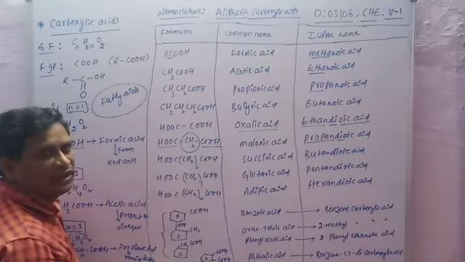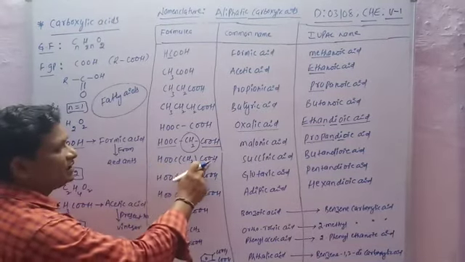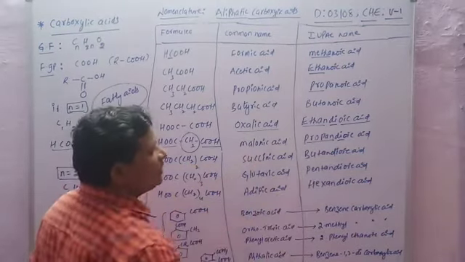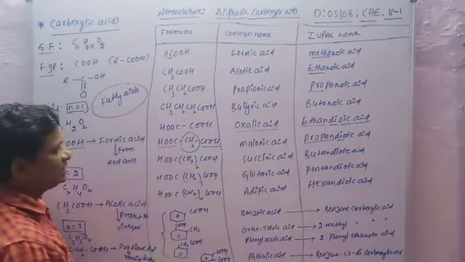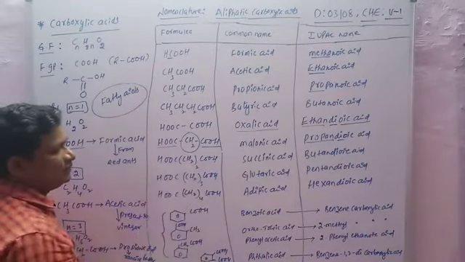Now it is COOH, CH2 taken twice, COOH. It is succinic acid. Its IUPAC name is butane dioic acid. But means 4. So it is 1, 2, 3 plus 1, which makes 4.